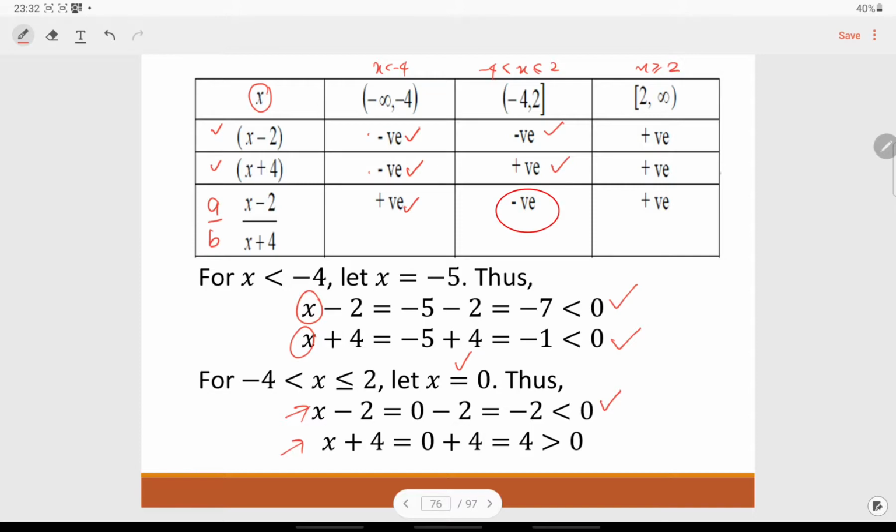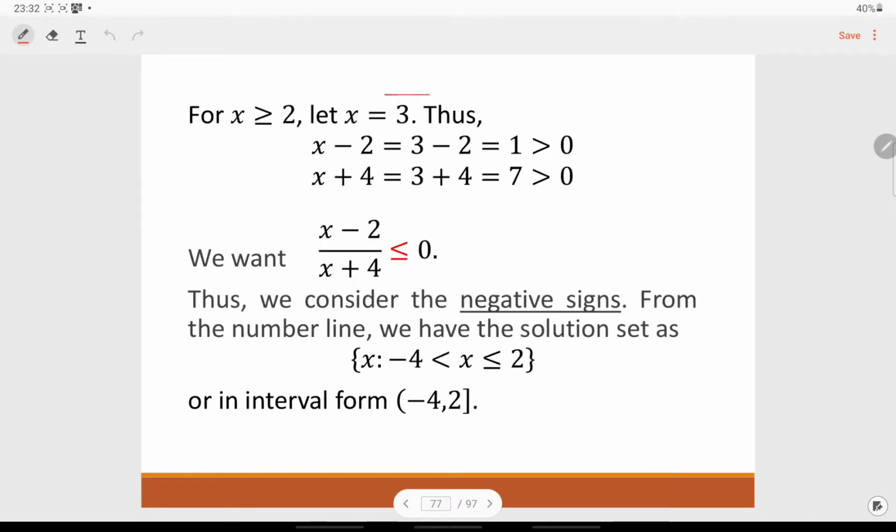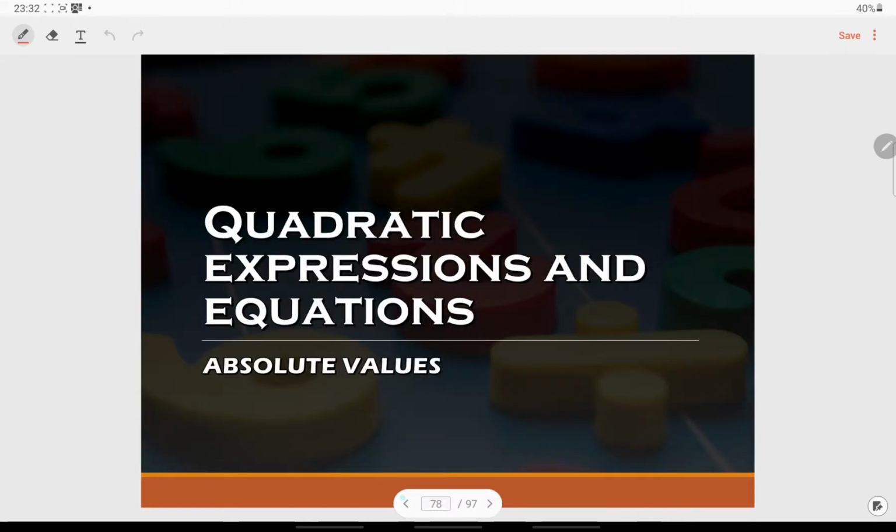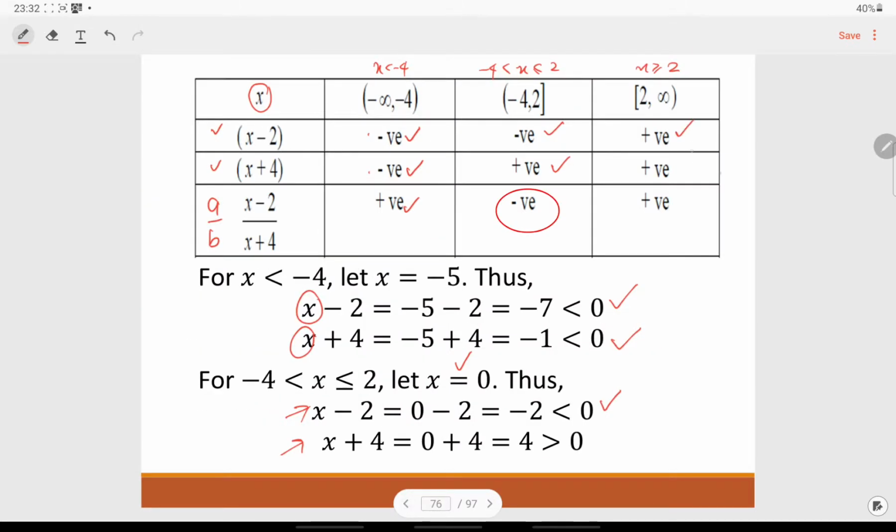Okay, for the third case, we have X is greater than or equal to 2. We take one value, we take X equal to 3, because 3 is greater than 2. So we replace X equal to 3 into X minus 2, so the outcome is 1, positive. And for the X plus 4, we replace X equal to 3, the answer is 7, also positive. So we write on the table, positive and positive. So positive divide positive, it is positive.